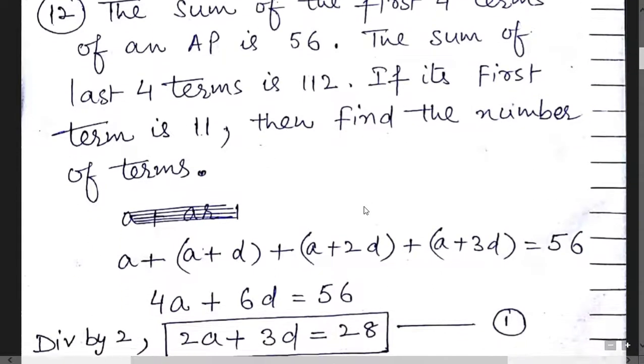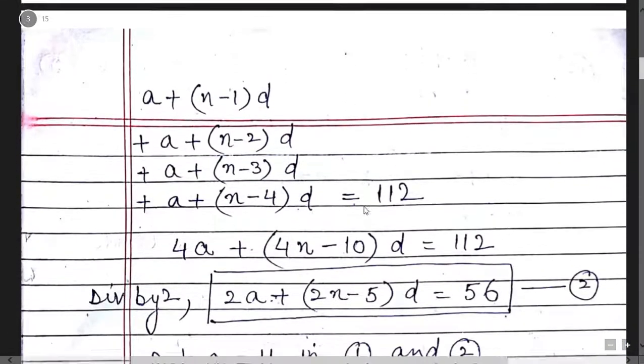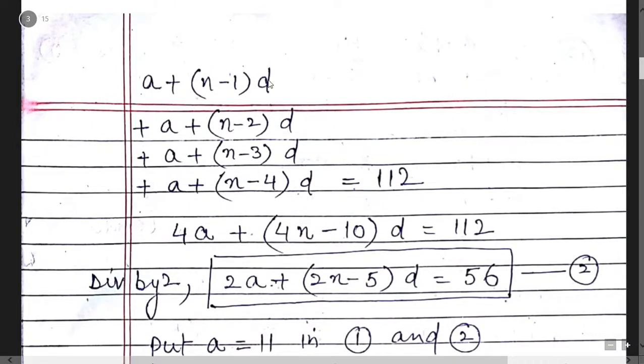Okay, let's try. What about the last term? The last term of the AP is a plus n minus 1 into d, and the second last, then third last and fourth last are n minus 2, n minus 3, then n minus 4. Add all the terms, it's 4a plus 4n minus 10 into d. Then divided by 2, it's 2a plus 2n minus 5 into d, it's 56.